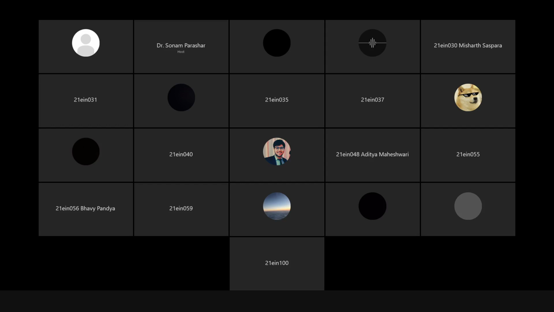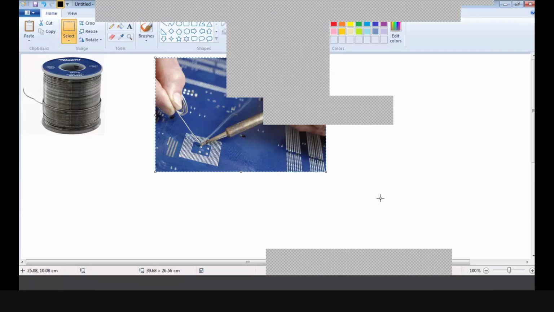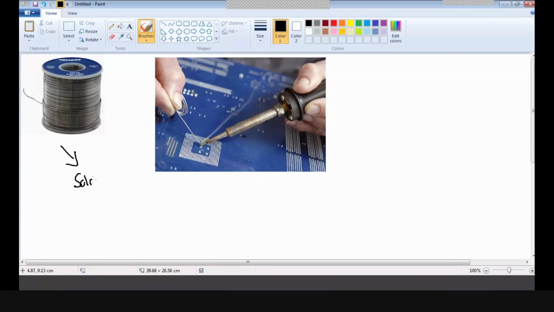Now the other thing you require is the solder. This is the solder wire, and it is made of a mixture of lead and tin. In the first figure, this is the solder. This is the second figure. You can see how we can apply this solder.